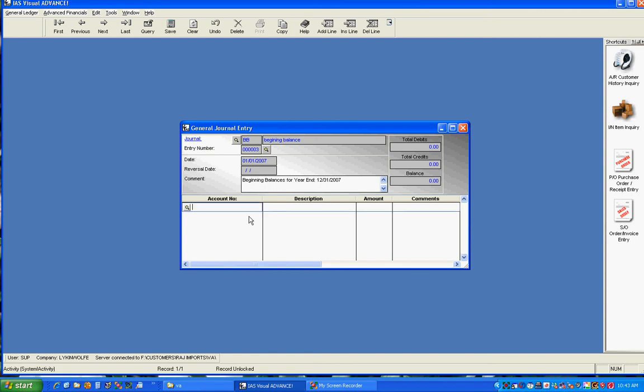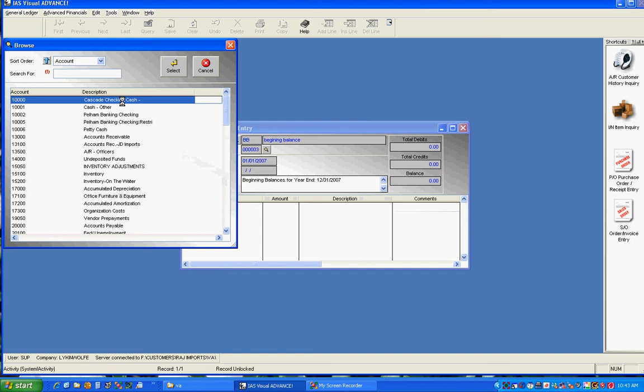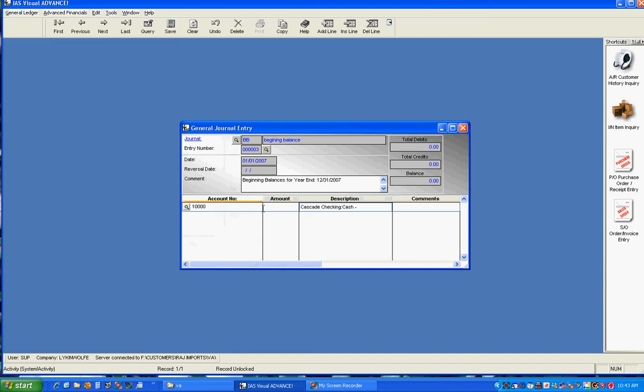By hitting F3, it automatically brings up my next line. And for convenience sake, I like to take my amount and move it over next to my account number so that I don't have to go across two or three transactions. So the first thing I'm going to do is record my cash in bank. My cash in bank beginning balance was $500, and that's a positive because it's an asset.